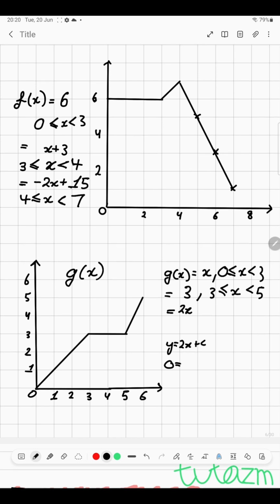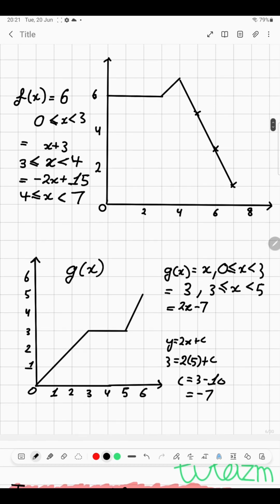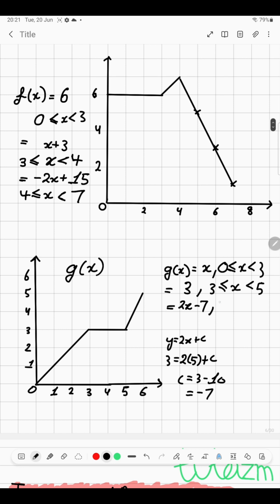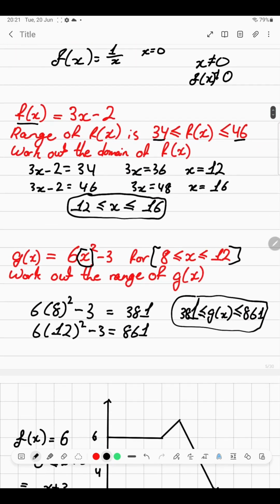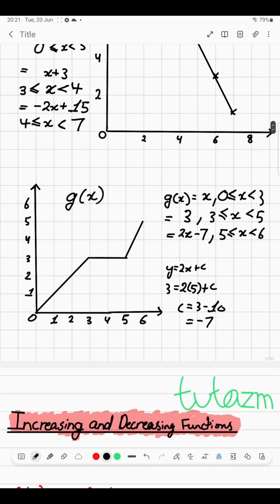and y is 3, 2 times 5 plus c, so c is 3 minus 8, 3 minus 8 is 3 minus 10, which is minus 7, so it's 2x minus 7, between 5 and 6, so 5 is less than or equal to x, which is less than 6. So that's your domain and range, and this is very highly likely to come up tomorrow.